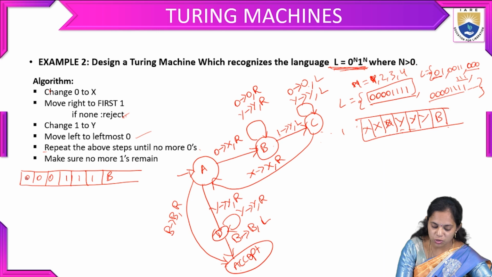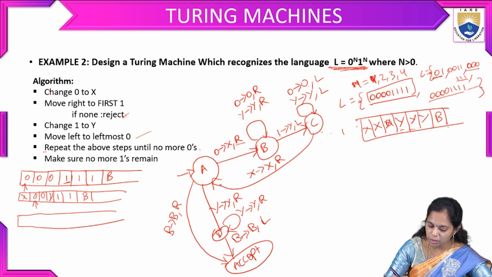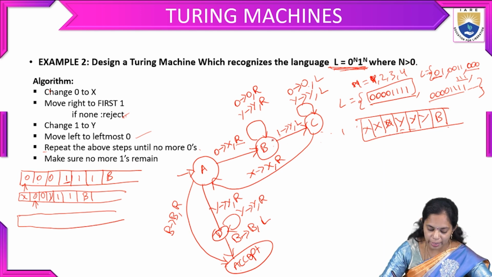Here the first input symbol under the header is 0, and we have to replace it with X, and after this move in the right direction. How many zeros are there? We have to skip all those zeros, and whenever we find the 1, we replace it with Y, and the remaining ones stay the same. After this, whenever we reach the leftmost 0, after this Y, we move to the left direction.